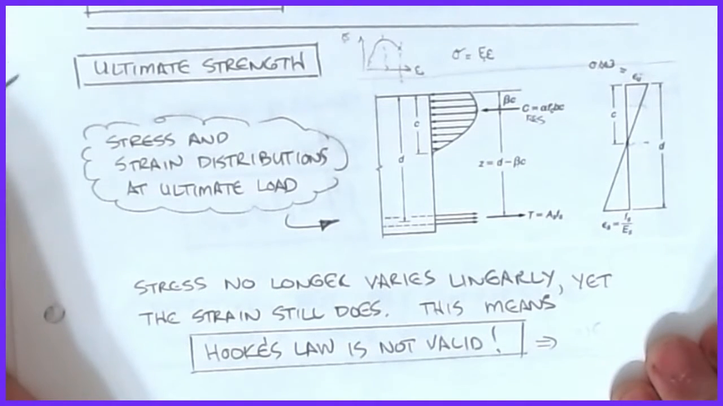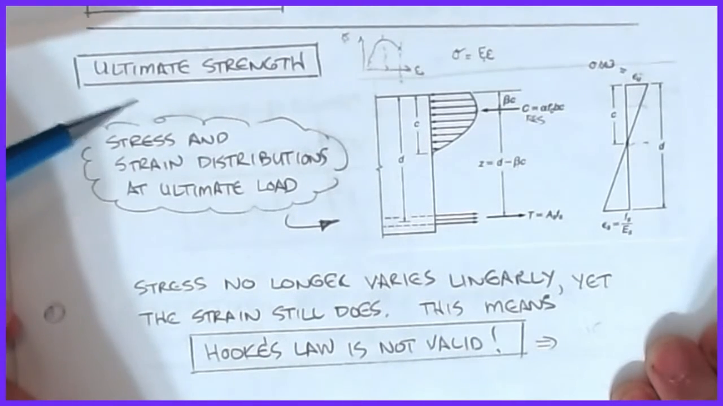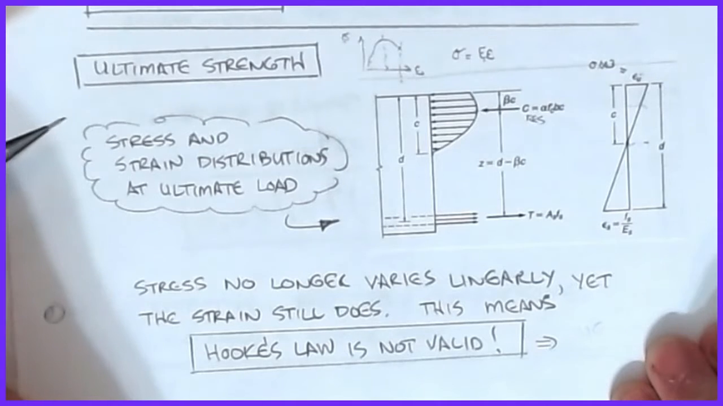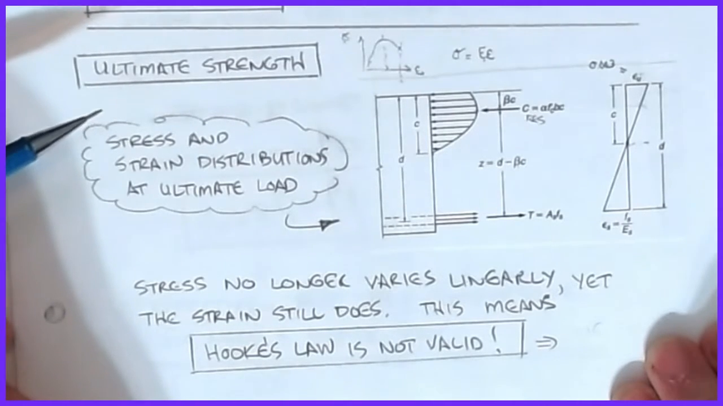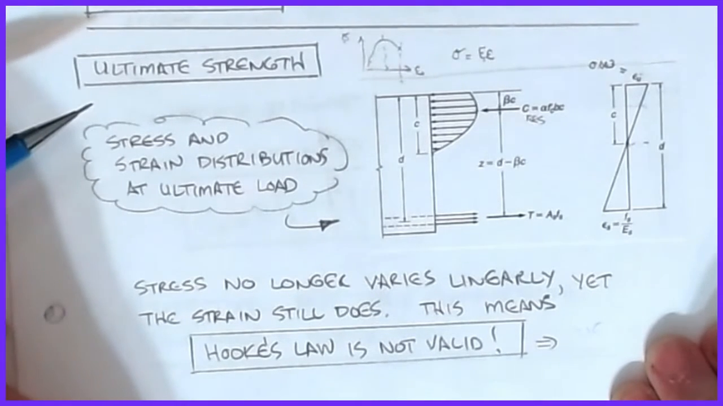Alright, welcome back. I'm pretty excited about this episode because I'm going to show you a method known as the Whitney Stress Block, which is very, very powerful and very, very easy for computing the ultimate strength of a flexural member, whether it's singly reinforced or doubly reinforced.